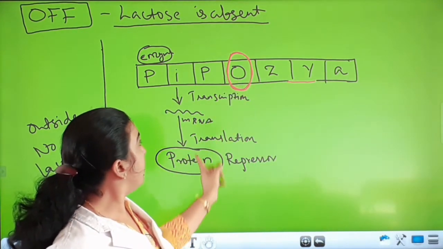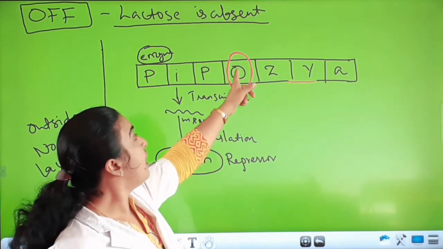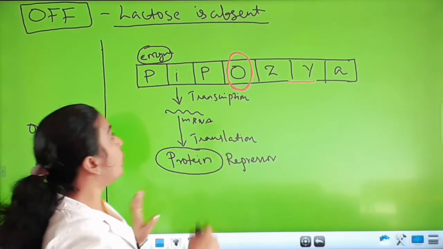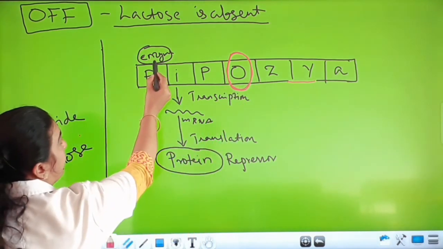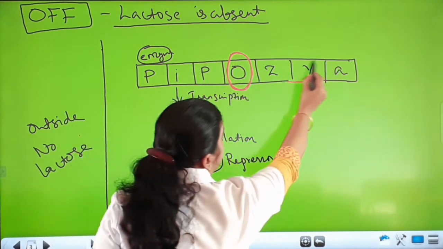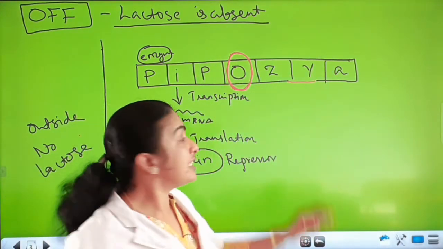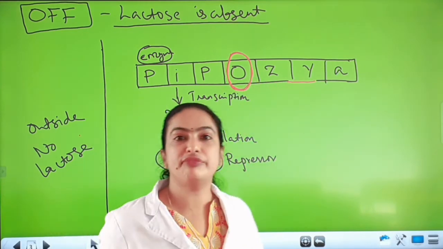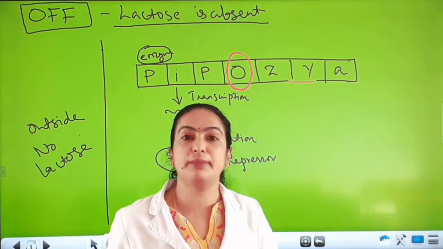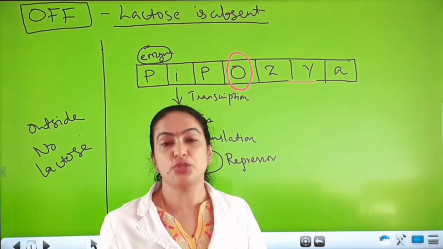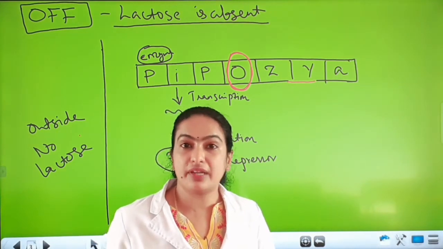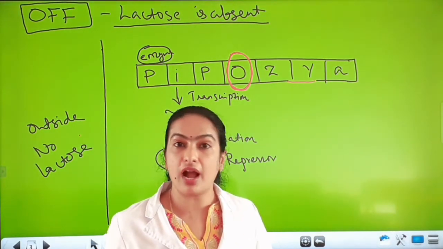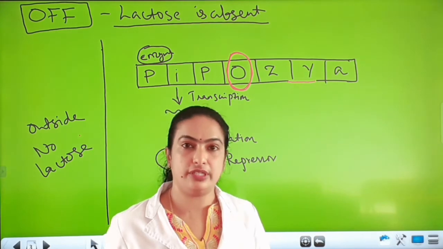But the repressor has high affinity and can bind the O gene or operator gene. So this enzyme RNA polymerase cannot slide over here. It prevents the structural gene from transcription. So the system is switched off due to the binding of the repressor. And the repressor actually is a protein produced by the regulator gene or I gene or inhibitory gene.